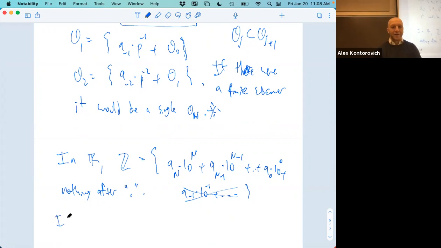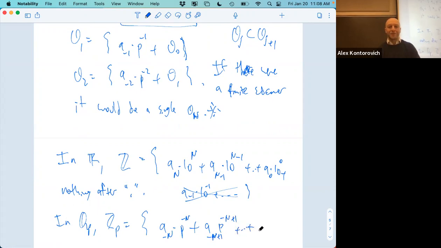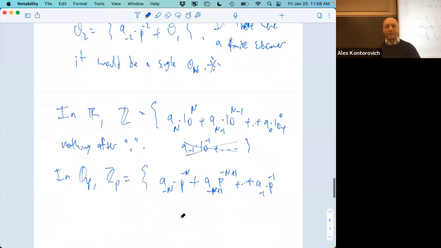In QP, ZP is the set of all things that look like A_(-n) p to the -n, A_(-n+1) p to the -n plus 1, down to A_(-1) p to the -1 plus A0 p to the 0 plus A1 p to the 1. This is the direction in which I can go on forever.